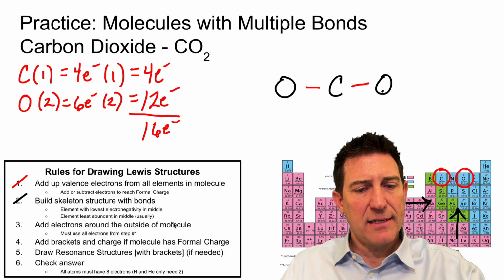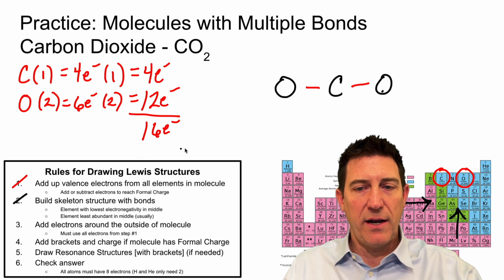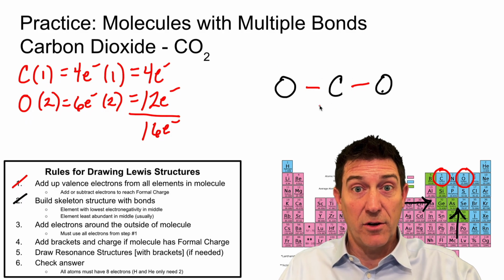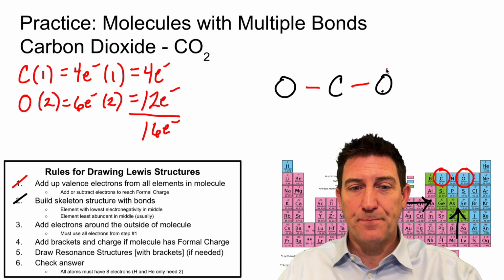Now, let's add electrons around the outside of the molecule. I have to use all of them that we calculated right here. So we have 16 electrons to put on here. I always start on the outside edges around here and never start on the center. You're going to see why when we start to do this multiple bonding.